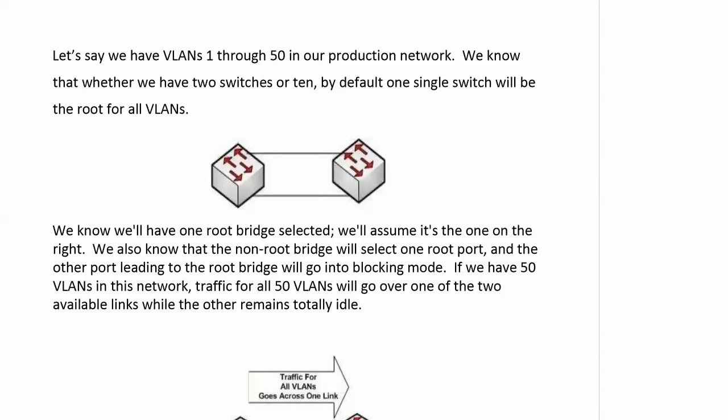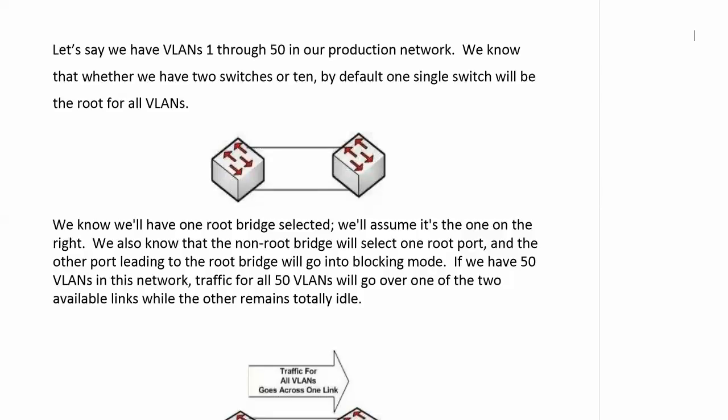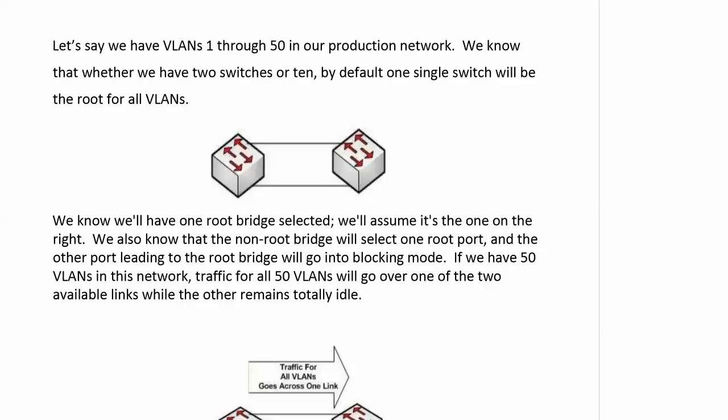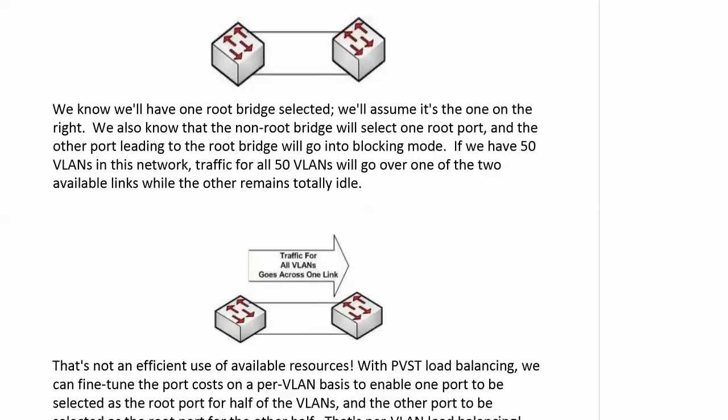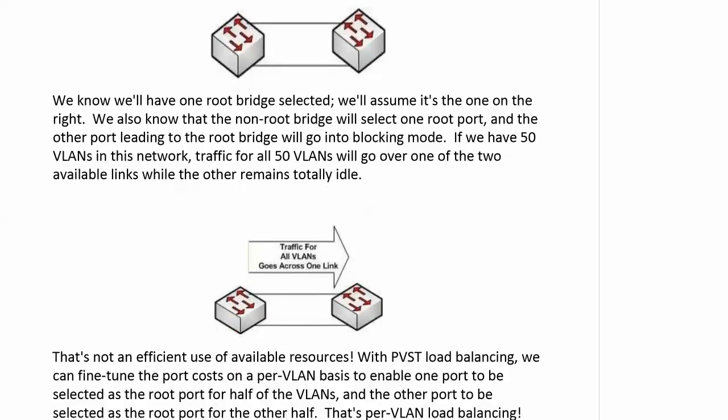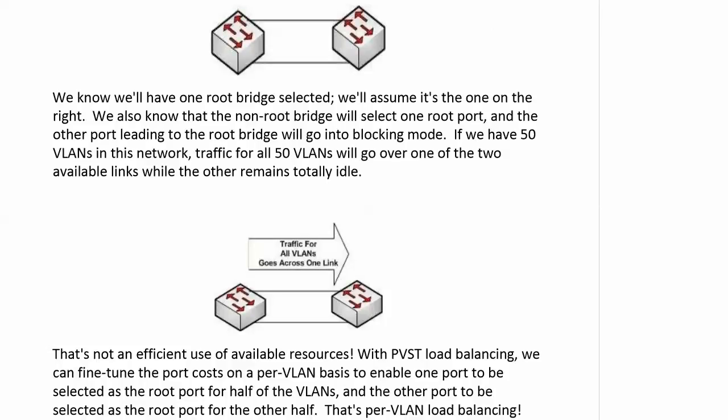Now we know that one switch by default is going to end up being the root for all VLANs. We've hammered that into the ground. But the reason I mention it again is that we're going to have one root bridge selected, and in our simple little two-switch network, we're going to use this as an example. We'll assume it's the one on the right. We also know that the non-root bridge is going to select one root port, and the other port leading to the root bridge will go into blocking mode, because out of these 4 ports, only one will go into blocking mode. However, if we have 50 VLANs in that network, that means traffic for all 50 VLANs is going to go over one of the 2 available links, and the other one is going to be totally idle.